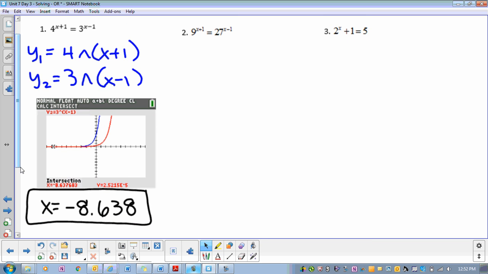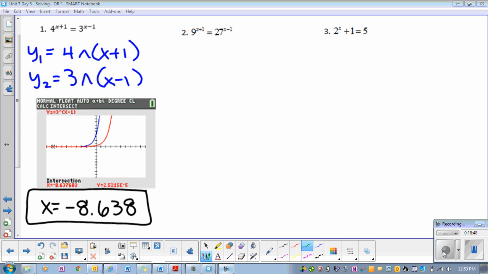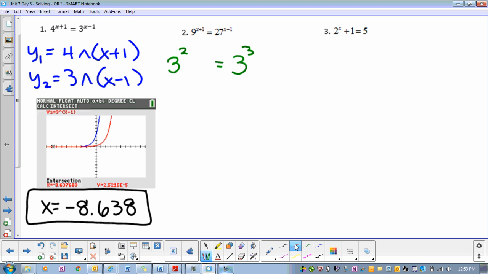So guys, try the next one, please. You should be able to do this one by changing them into the same base. Did you change them both to have a base of 3? Good. So this one should be 3 squared for the 9 and 3 cubed for the 27, yes? Okay. Now the bases are the same, so drop the base. 2x plus 2 equals 3x minus 3.